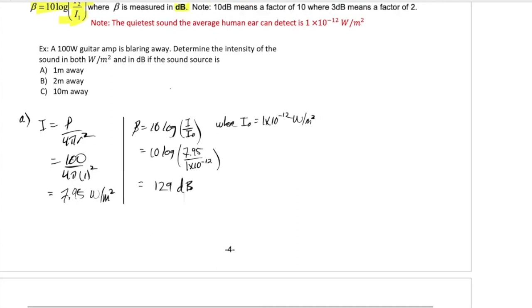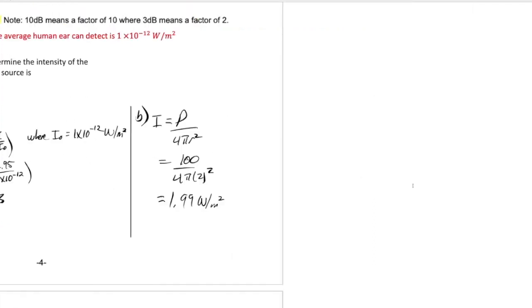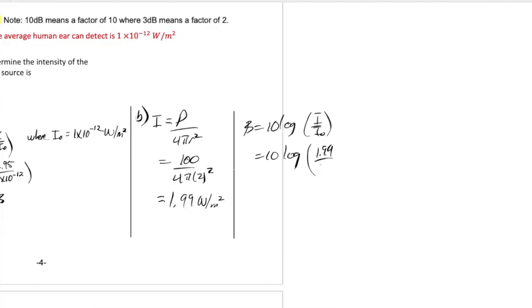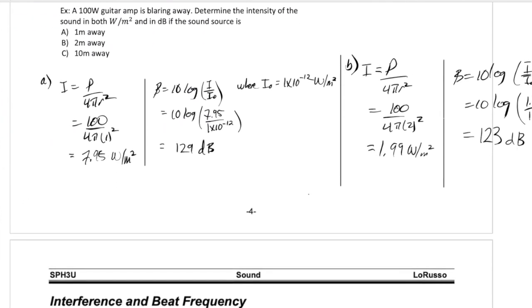So let's do part B. Let's find the intensity when we're 2 meters away. That's 1.99 watts per meter squared. Let's calculate the decibels. 10 log of 1.99 divided by 1 times 10 to the negative 12 gives 123 decibels. And that would be the sound of an extremely loud concert.